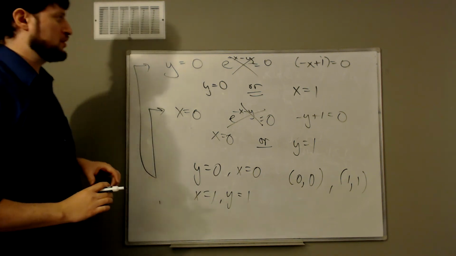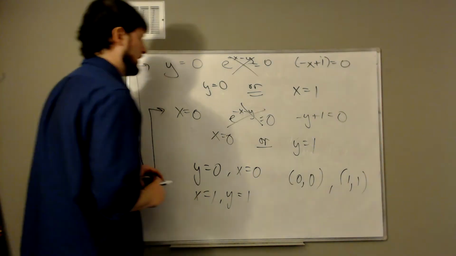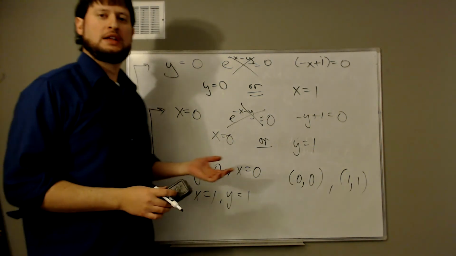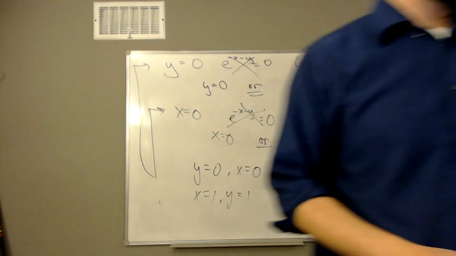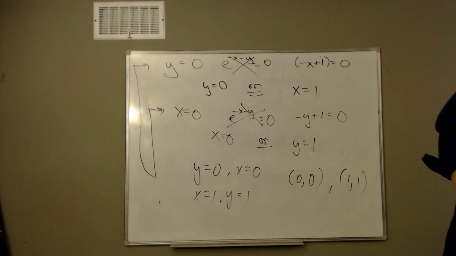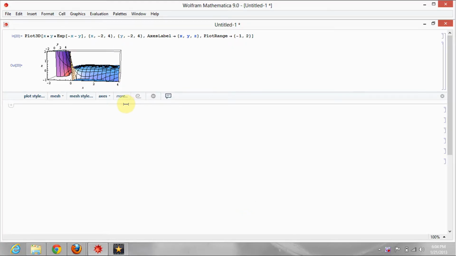So let's look at the graph of this function and also confirm that I have 2 places which are maxes or mins. And in this Mathematica notebook, I've plotted the function xy, e to the negative x minus y, over the range minus 2 to 4 for x and y. Again, I've labeled my axes, and I've told it the plot range, that's the z values that I'd like to see, are between minus 1 and 2.